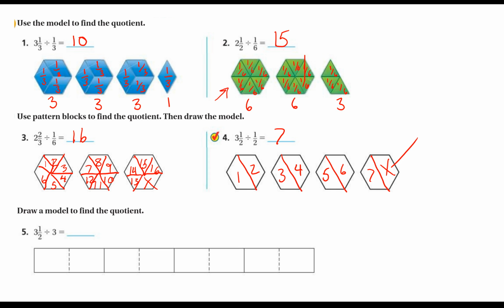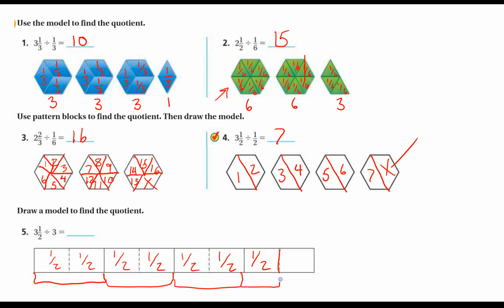Last one. 3 1/2 divided by 3. So let's go ahead and we have our halves here. Half, half, half. That's 2. That would be 3. And this would be 1, 2, 3 1/2. So we're only going to here. Let's see, and we're breaking it up into 3, so I can get 3 wholes, and then I have to break this half into 3 parts.